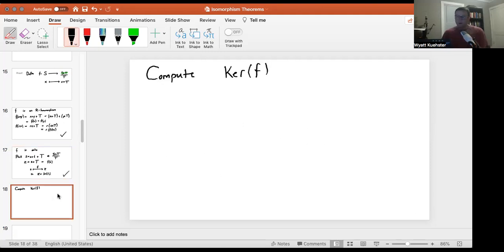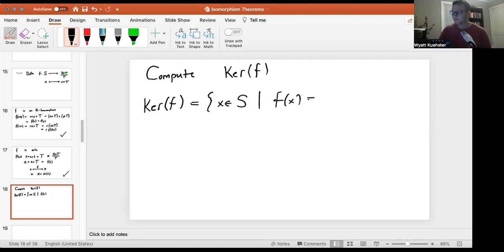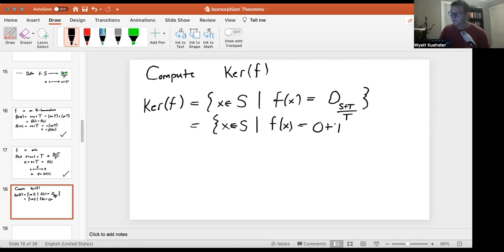And then finally, we need to compute the kernel. So let's remember the definition of the kernel. The kernel of F is the set of all, let's say, little x in S, such that F of x is the zero, and it's the zero in the codomain. And the zero in the codomain is whatever the zero is in the module S plus T over T. And the zero, or the additive identity, in that module is 0 plus T. It's that coset.